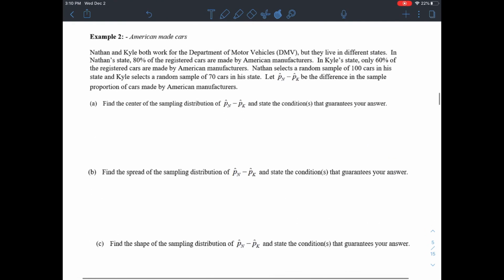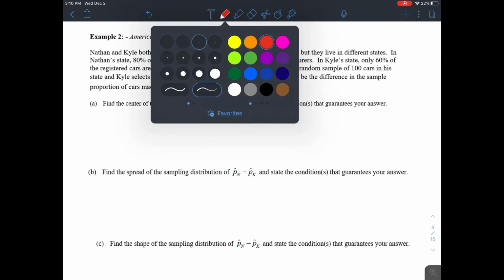All right, on the next page, this will be the last example that we're going to do for this video. We're going to be talking about American-made cars. We're talking about Nathan and Kyle. They both work for the Department of Motor Vehicles, but they live in different states. Okay, so the states are kind of like the different populations.